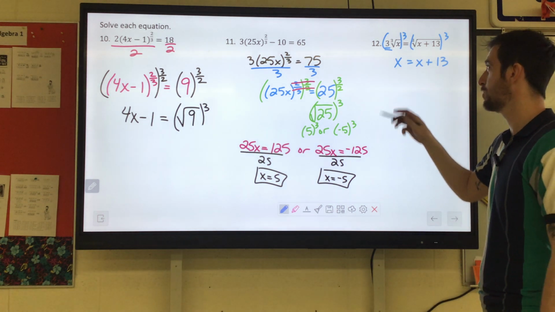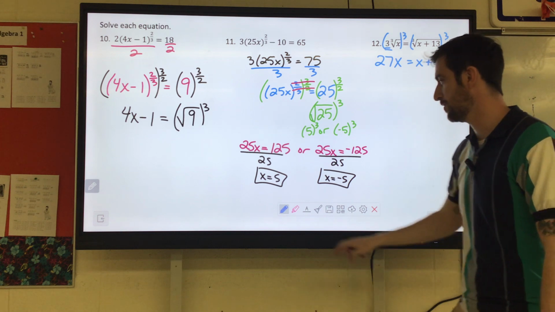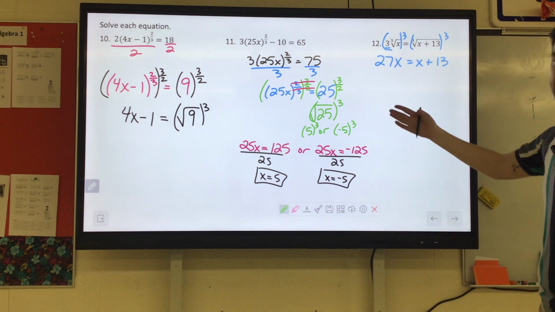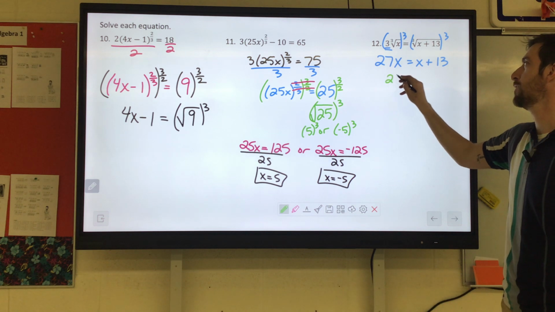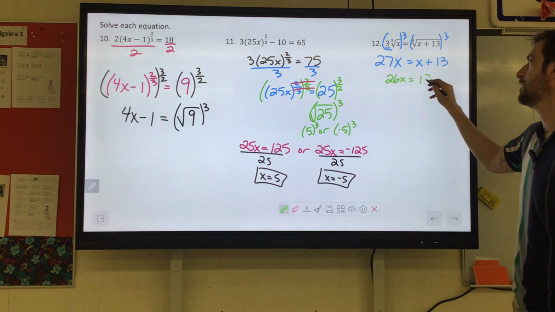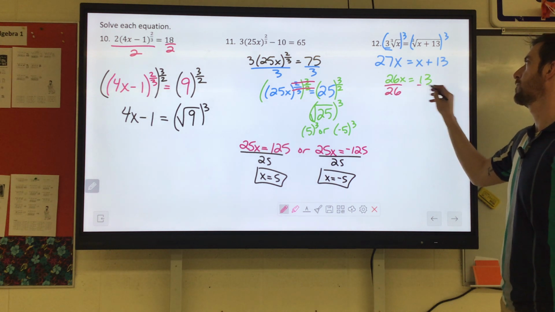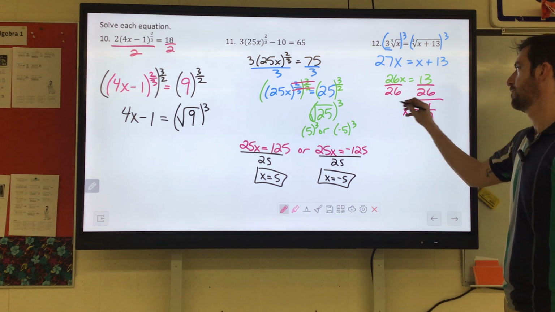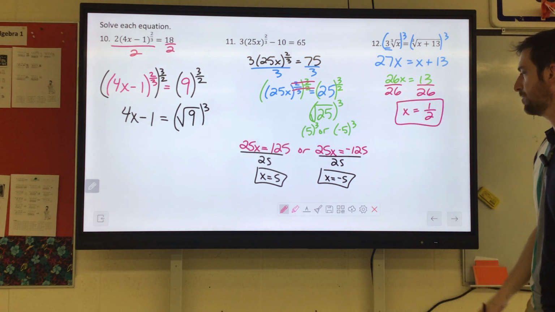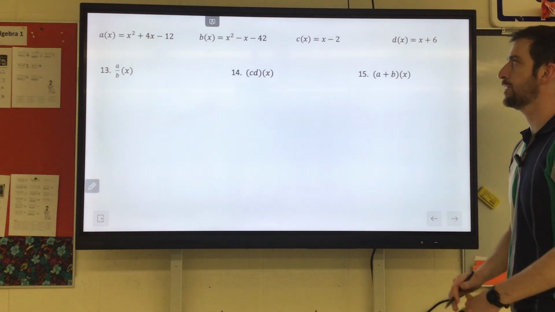3 to the 3rd power is 27. So it'll be 27x equals x plus 13. That's not too terrible. We could subtract an x, so we'd have 26x equals 13, and then we would just divide by the 26. 13 over 26 is 1/2. Sweet. What else we got?